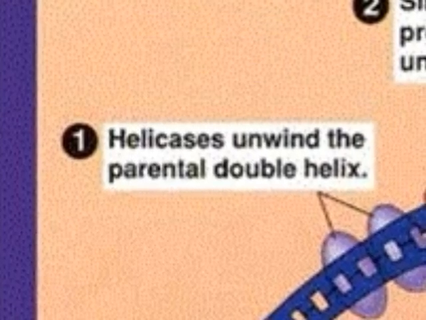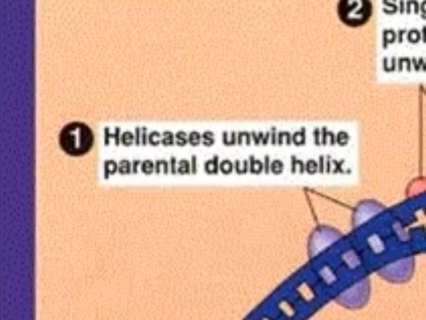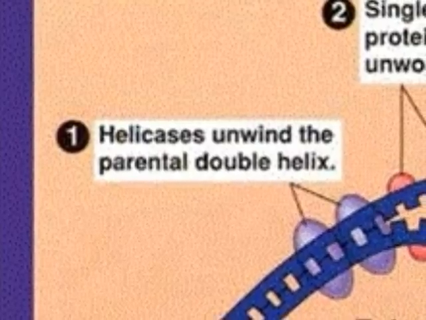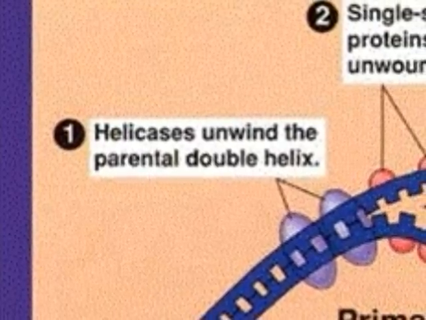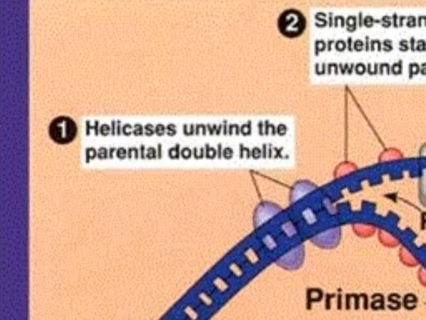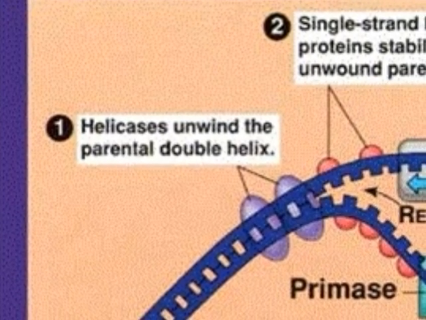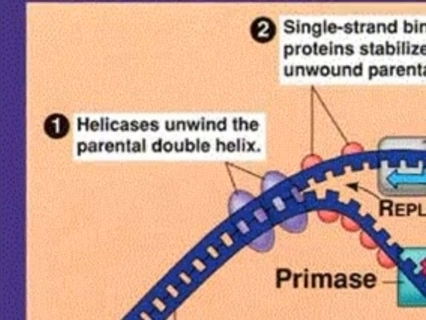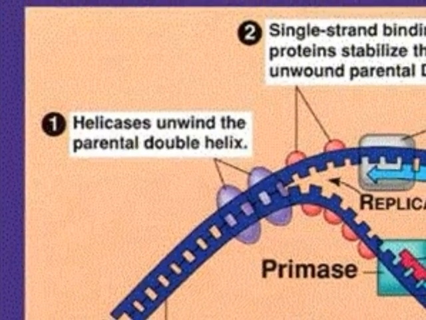Here you can see a summary of DNA replication. Our first step is number 1 over to the left. The helicase, which is an enzyme, unwinds the parental double helix. Step 2, the single-strand binding proteins stabilize the unwound parental DNA.